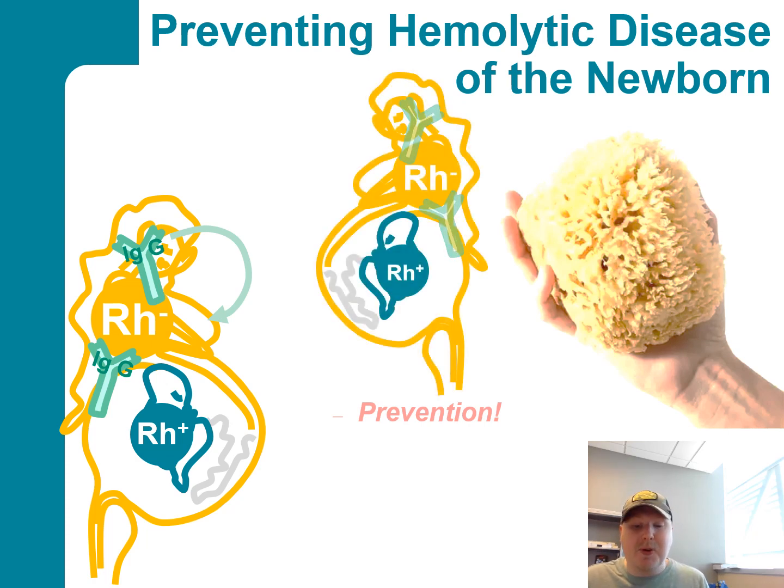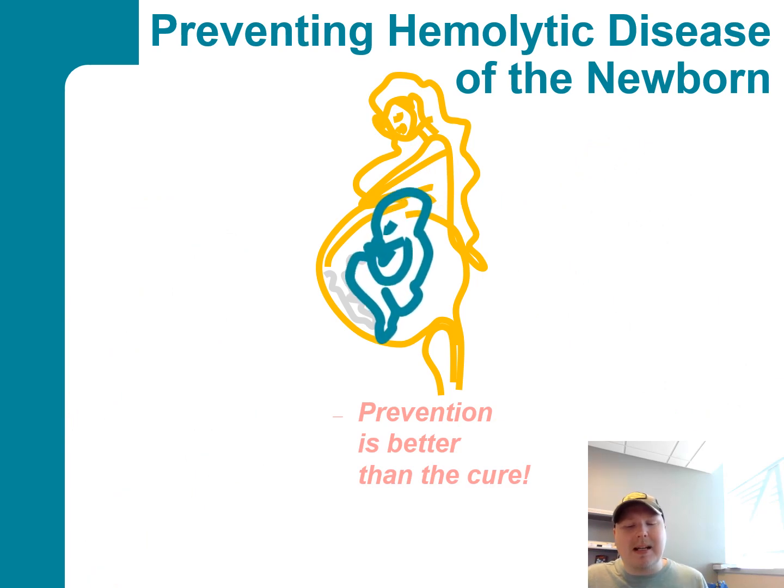This means that for the second pregnancy, the mother will not have become sensitized and there is no risk for the fetus, as the mother will not have the rhesus factor antibodies. And therefore they will not be able to migrate into the fetus, and therefore the fetus will not develop hemolytic disease of the newborn. So this is really a classic example of where prevention is better than the cure.